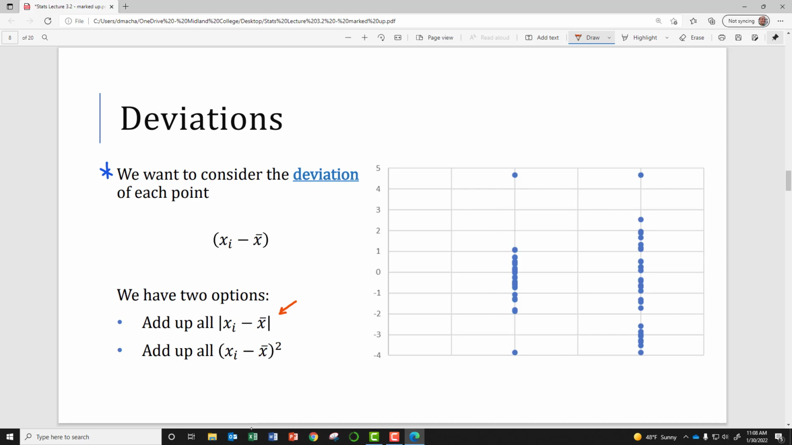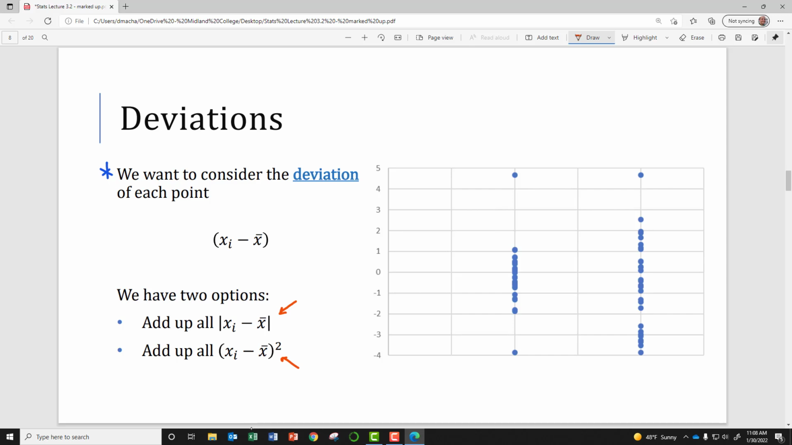And so that seems pretty logical. Or we could square those deviations and add them all up. Again, when you square a negative number, it gives you a positive number. And so adding up each of those terms would also give you a positive number, and it could never be 0. And so I'm thinking that either one you choose is pretty reasonable.